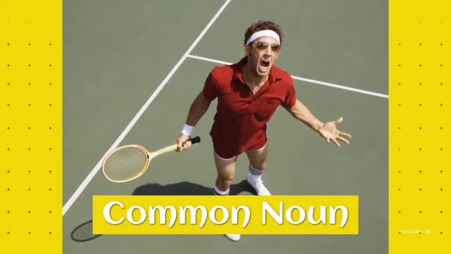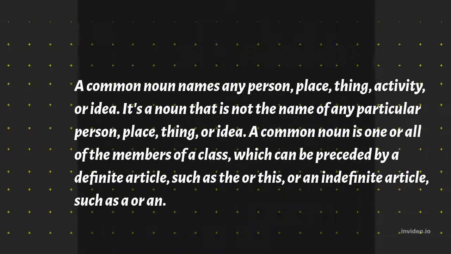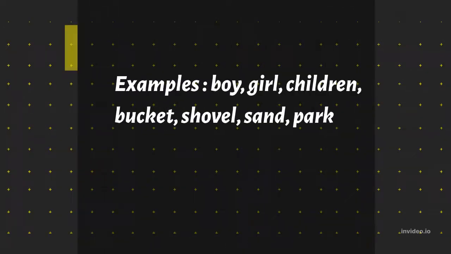Common noun. A common noun names any person, place, thing, activity, or idea. It's a noun that is not the name of any particular person, place, thing, or idea. A common noun is one or all of the members of a class, which can be preceded by a definite article, such as the or this, or an indefinite article, such as a or an. Examples: boy, girl, children, bucket, shovel, sand, park.